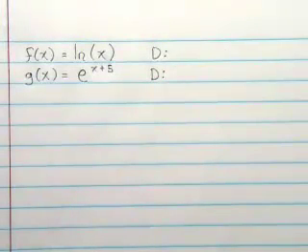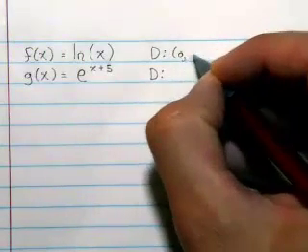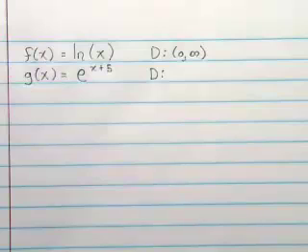What's the domain of the natural log? Okay, so 0 to infinity, not including 0 then. What about e to the x plus 5? What's the domain of that? Say it again. Negative 5 is actually still good.